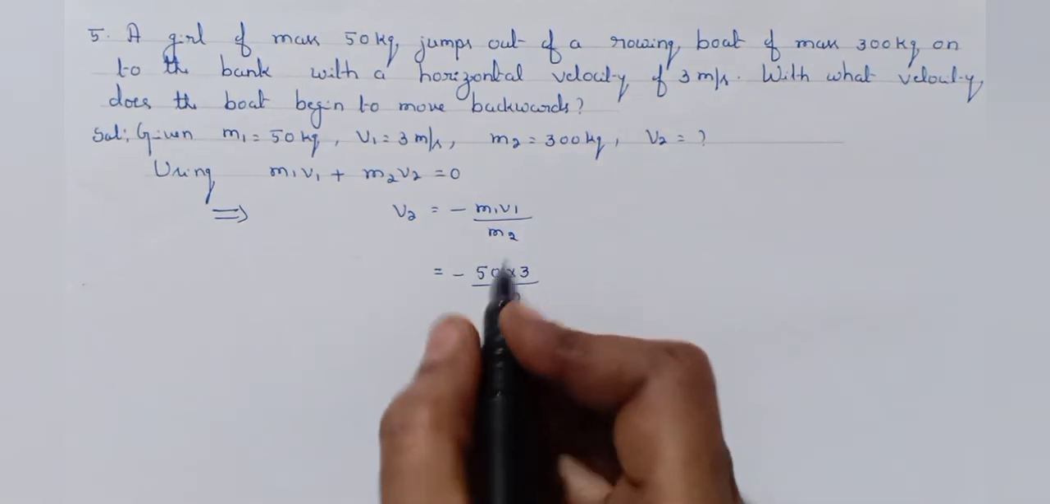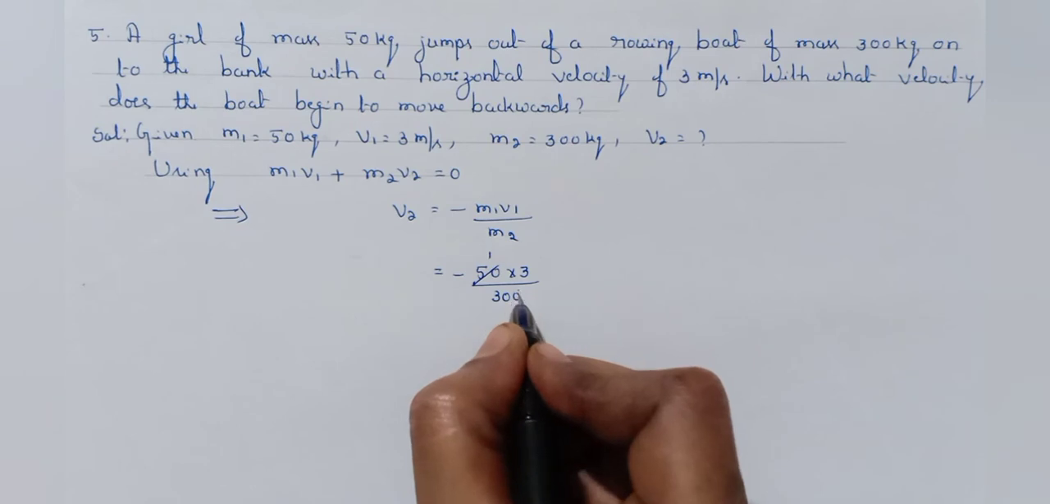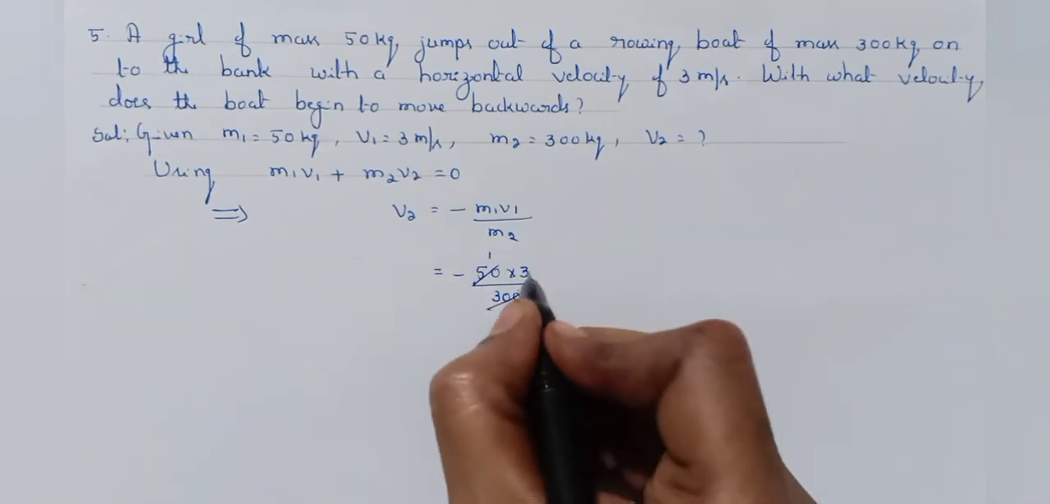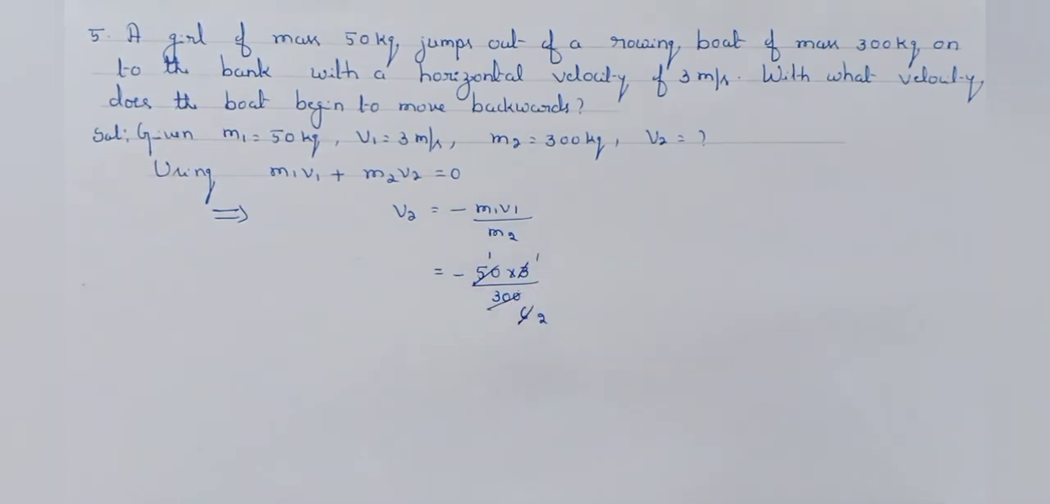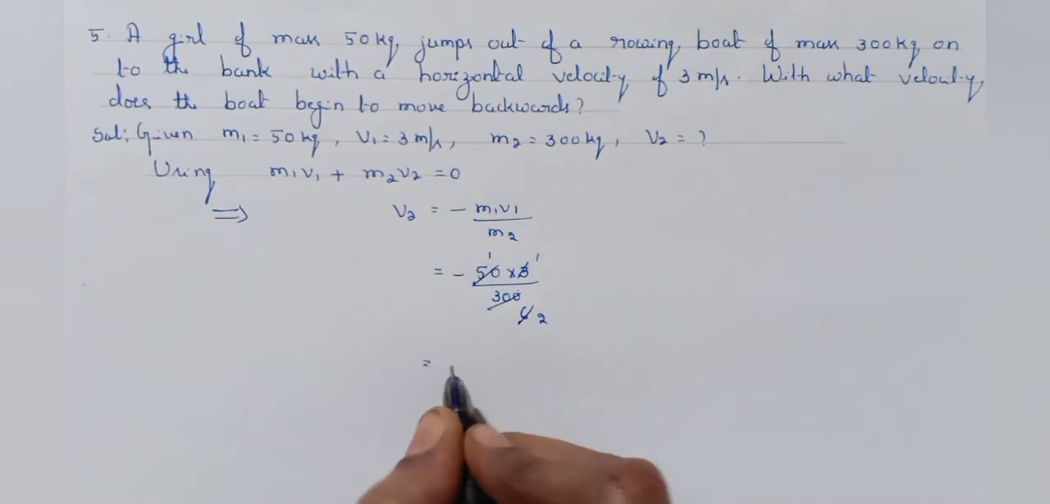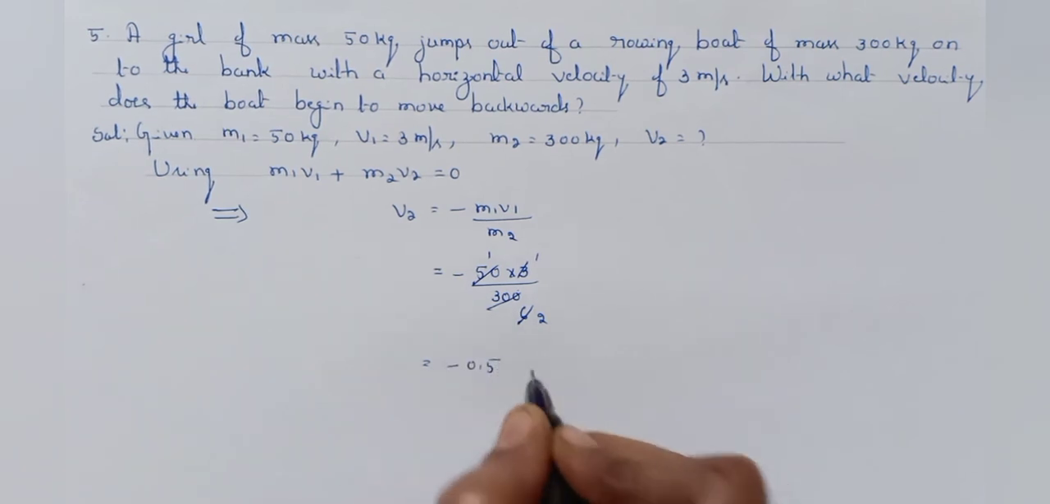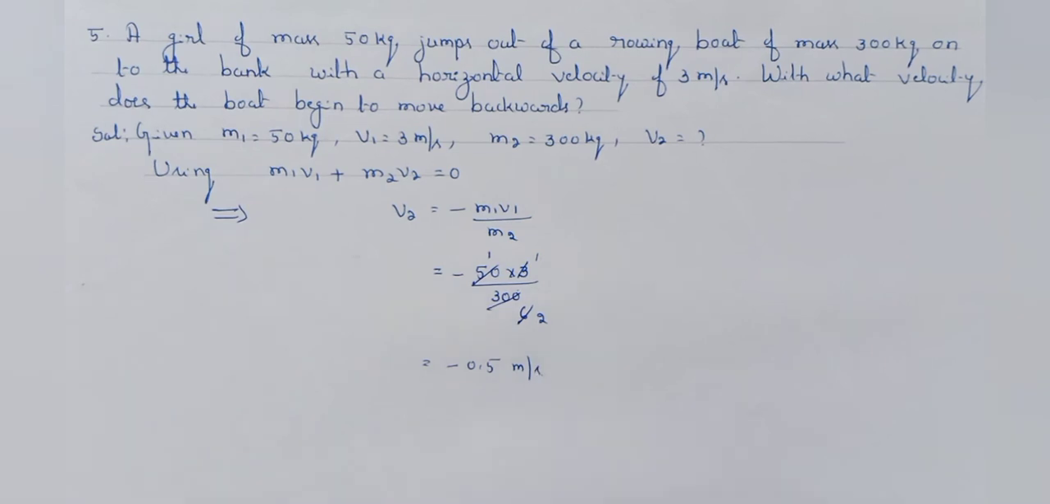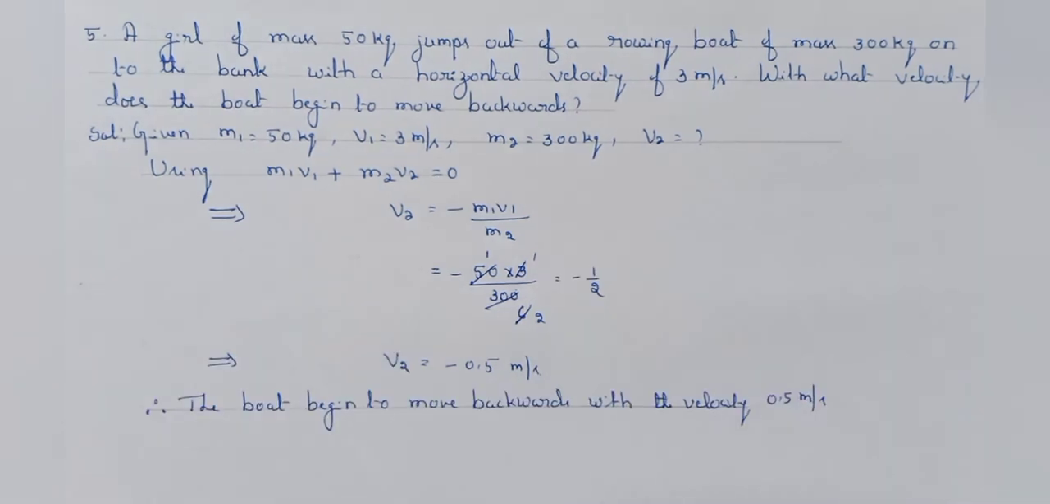Now simplify. 50 ones are 50, 3 sixes are 300, 3 ones are 3, so minus 1 by 2. Minus 1 by 2 is equal to 0.5 meter per second. Therefore, the boat begins to move backwards with the velocity 0.5 meter per second. Here, the negative sign represents the backward motion of the boat.